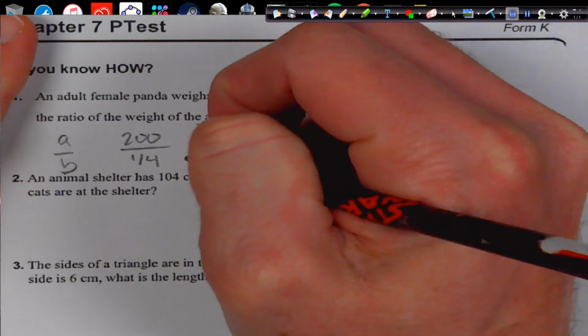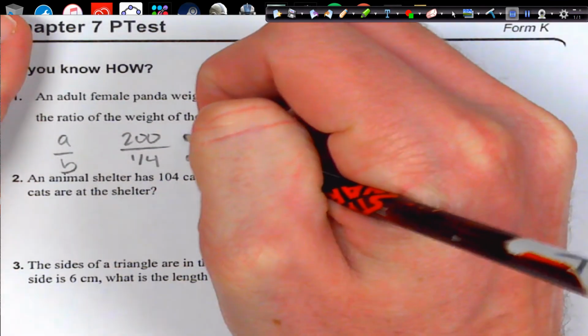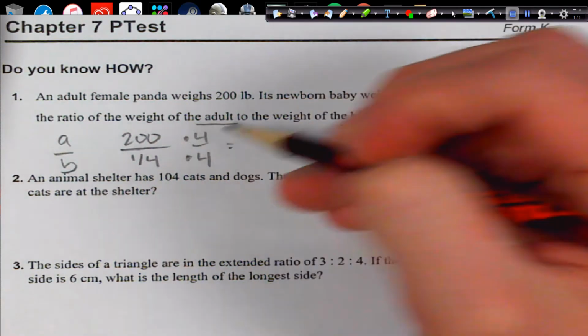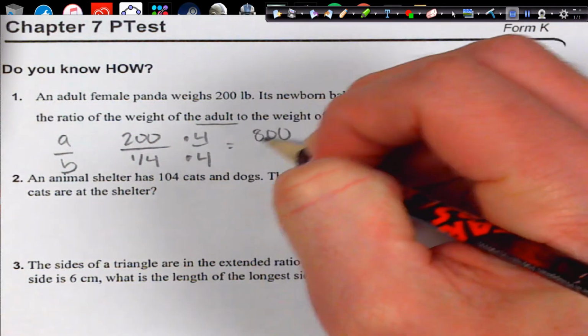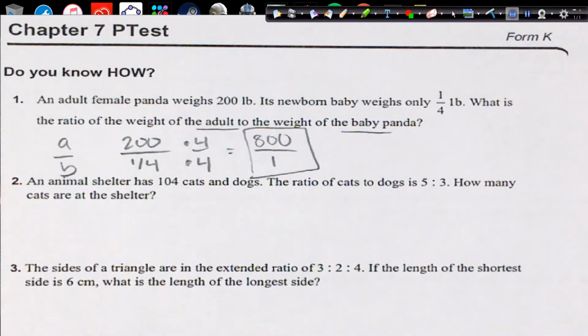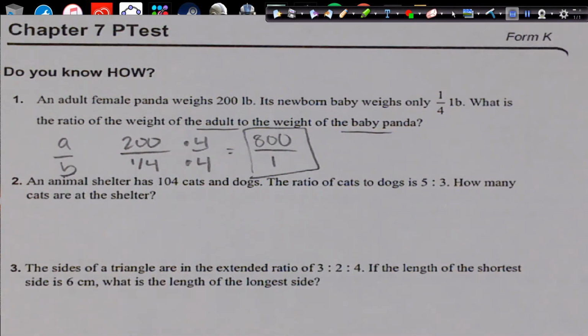Well, that'd be 4. Think about it. 4 quarters makes $1. So I multiply top and bottom by 4. That keeps my ratio equivalent. And my ratio is going to be 800 to 1. Okay, so that's quite a big difference. Might seem a little shocking, but yeah, a quarter pound baby, that's really tiny.